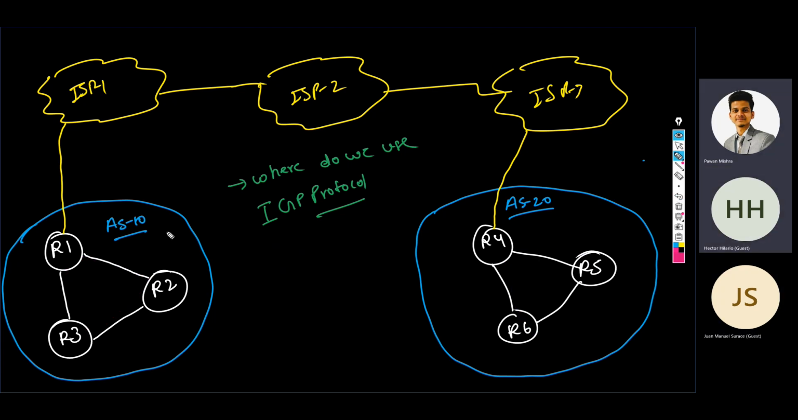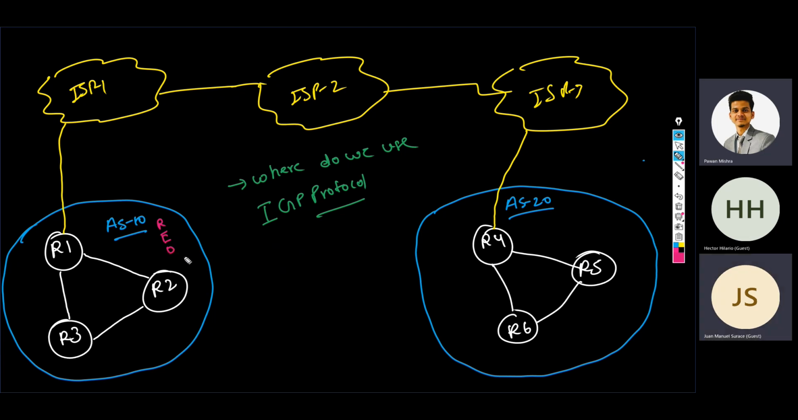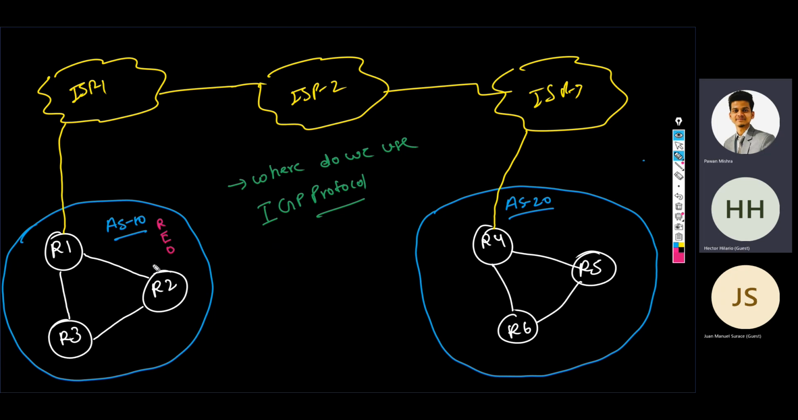Correct. It means here we have the power to use the RIP protocol, EIGRP protocol, or OSPF protocol, because these are IGP protocols. And here also RIP, EIGRP, and then OSPF.